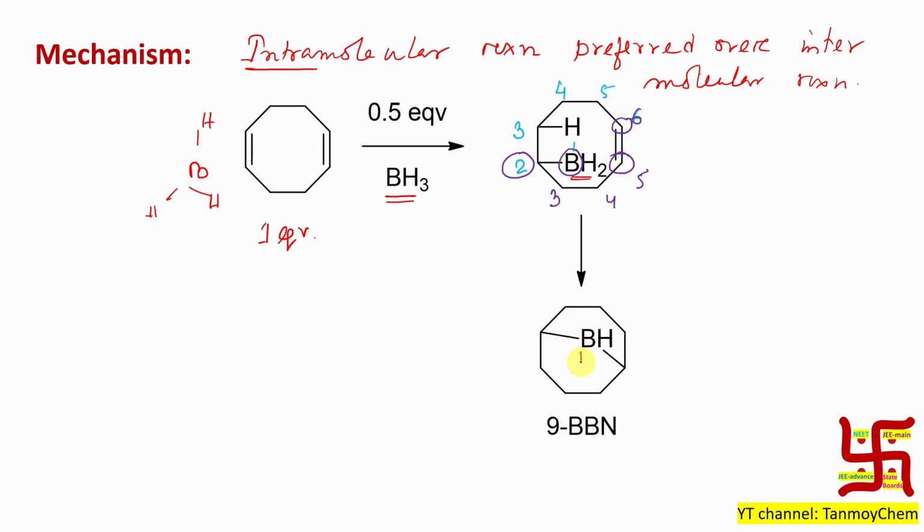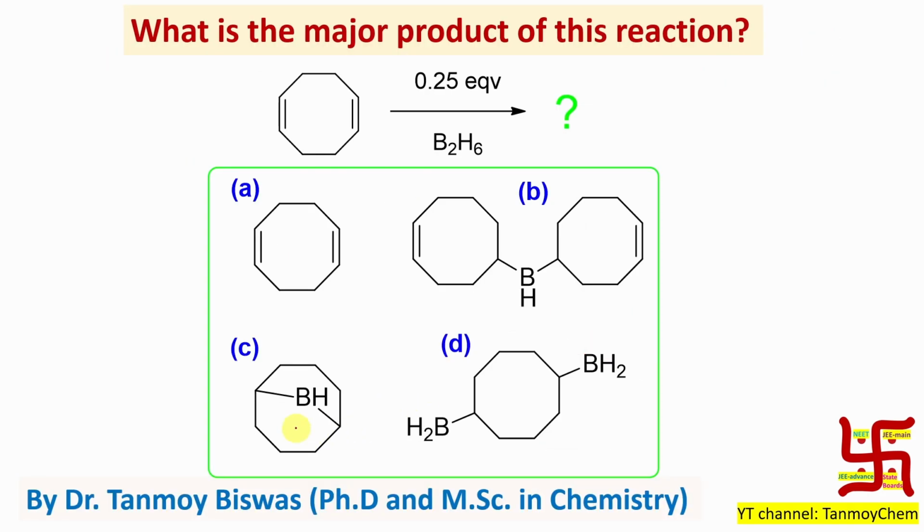So you may think in this way: 1 2 3 4 5 6. The other side is also the same. I suggest you draw this by yourself. By the way, this molecule has a name, 9-BBN or 9-borabicyclononane. It's a very big name, you can check. Still there is one hydrogen remaining. This is the uniqueness of this reagent. So what is the answer of this question? The answer is option C. I think you have understood.